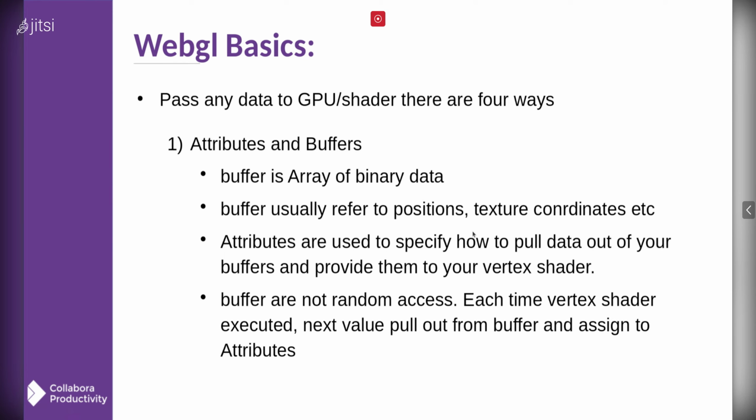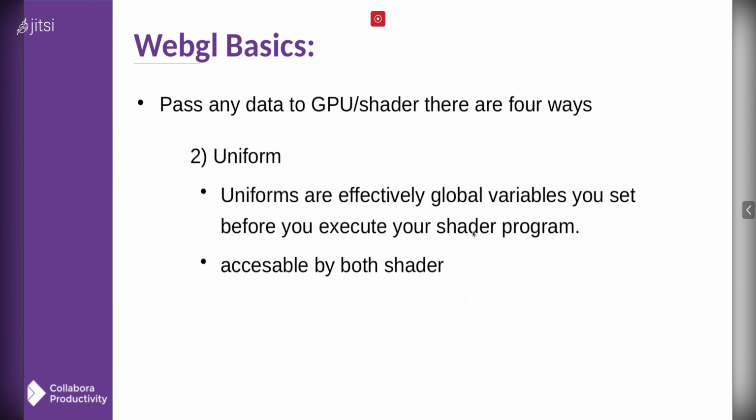Attributes are used to specify how to pull out the data into the vertex shader. And a buffer is not random access. Each time we execute the vertex shader, it pulls out new data from the buffer and assigns it to attributes. Uniform is, again, just global variables, you can say.